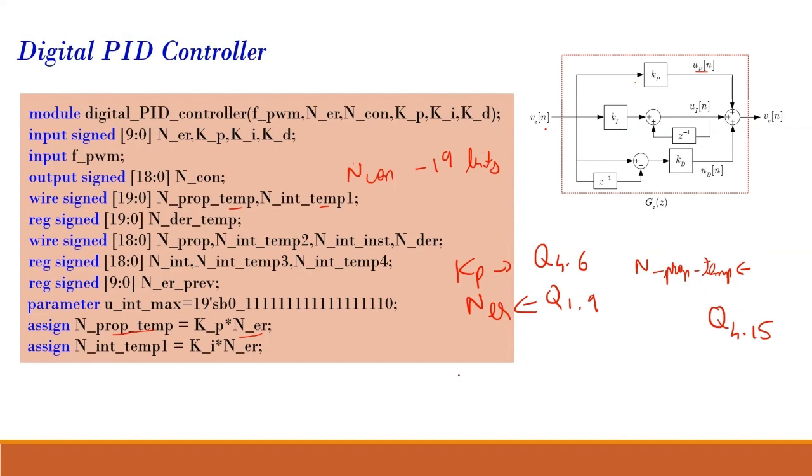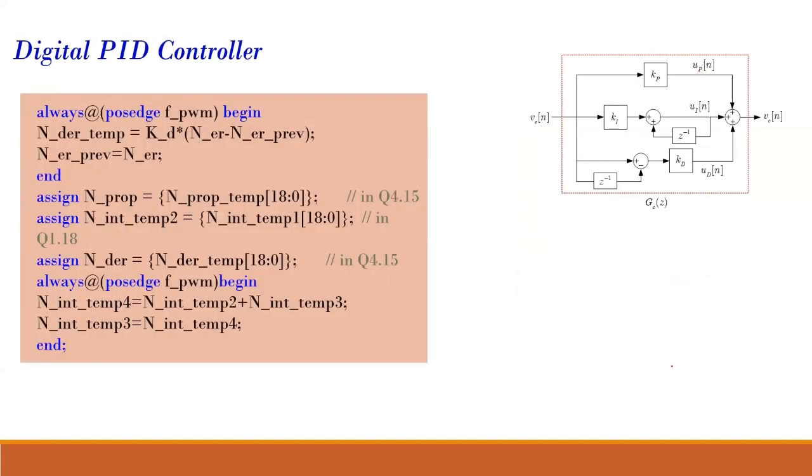Sir, understood. Similarly, my n integral temp, my Ki, I think, was 1.9. Ki is Q1.9. So my n integral temp is Ki, Q1.9, into Q1.9. That comes up to Q1.18. But these are different. This is Q4.15, this is Q1.18. So what we do over here is, similarly for the derivative, there is the same thing.